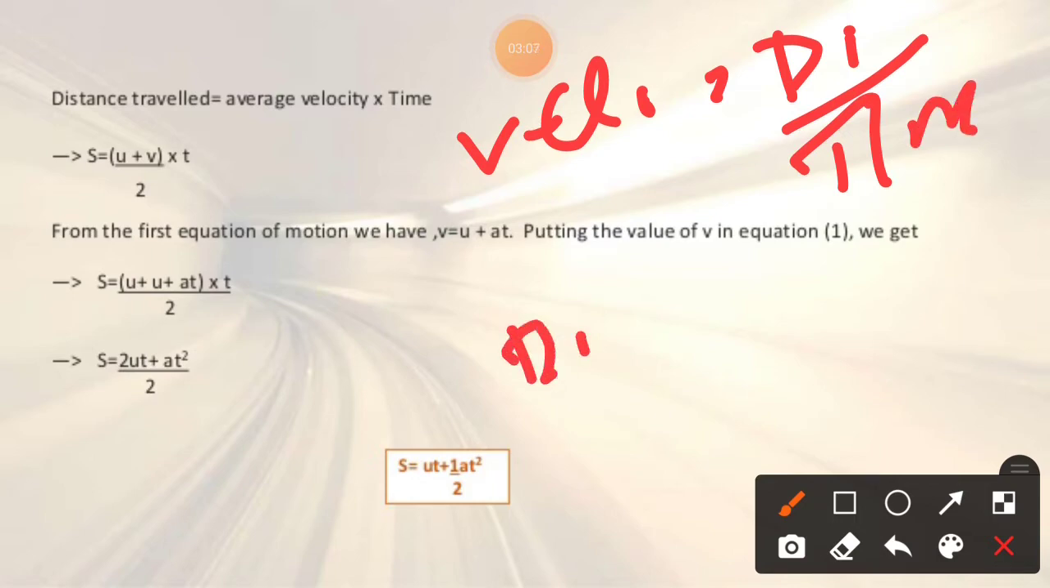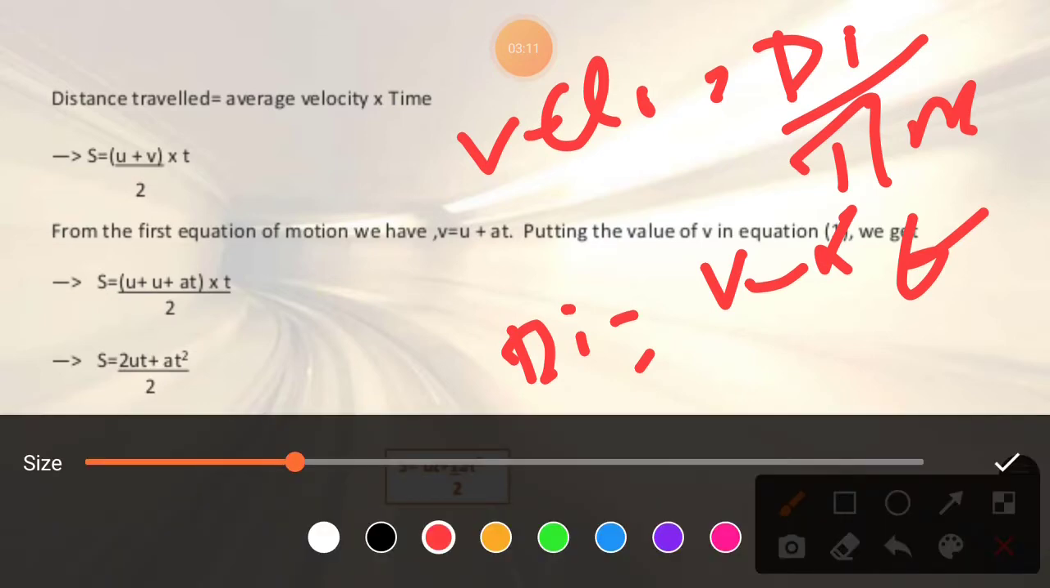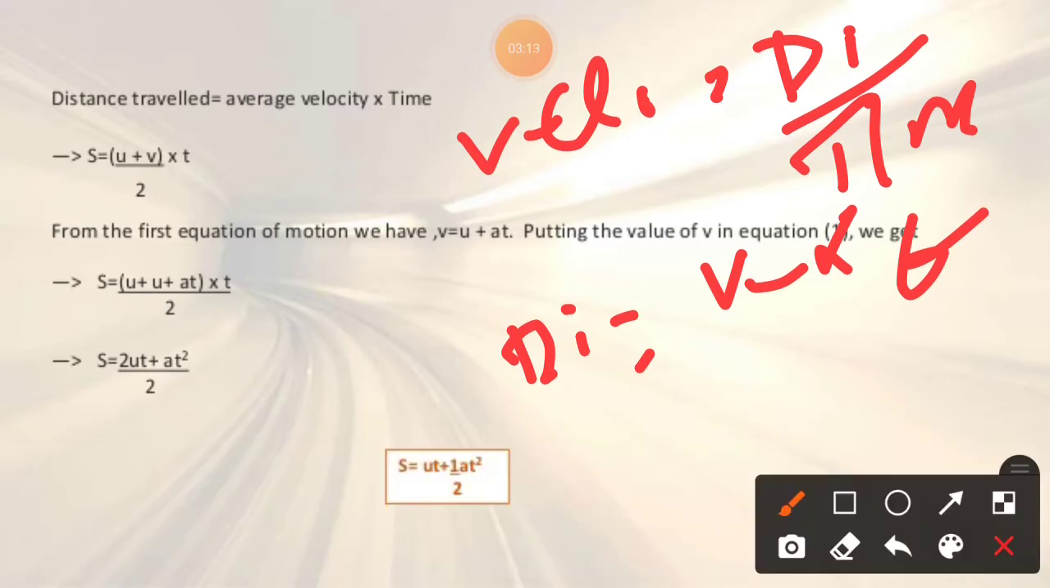So distance is equal to velocity multiplied by time. Here we are talking about average velocity. So s, the distance traveled, is equal to average velocity into time. The average velocity is (u + v)/2, so s = ((u + v)/2) × t.